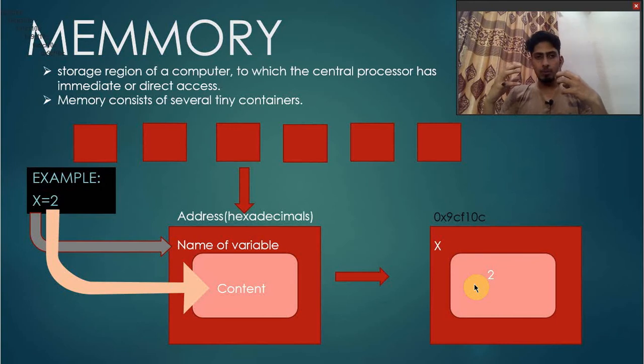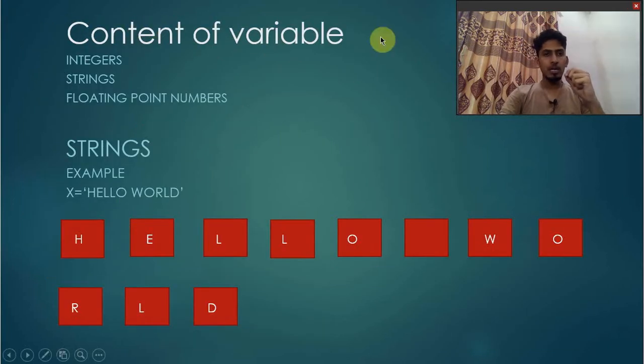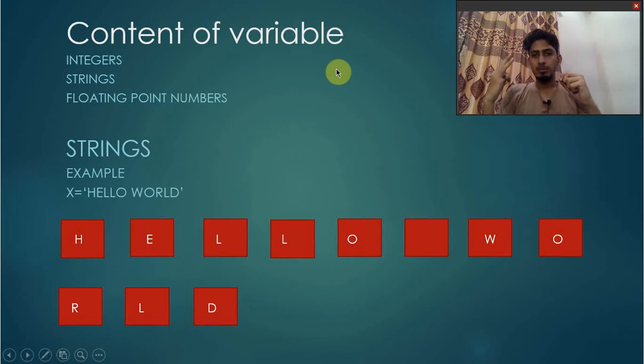Now we have to understand what type of content a variable can carry. We can save data in these containers, but there are several rules for how we can store this data. There are basically three types of content which we can store in a variable: first is integer, then strings, and then floating point numbers, right? The process of storing integers or floating point numbers is quite similar. There is no difference, but for strings there is an exception.